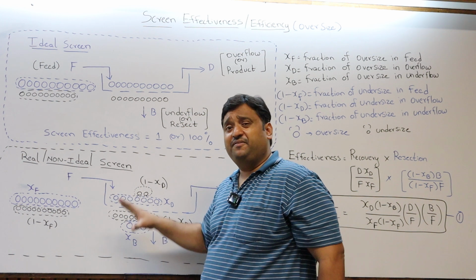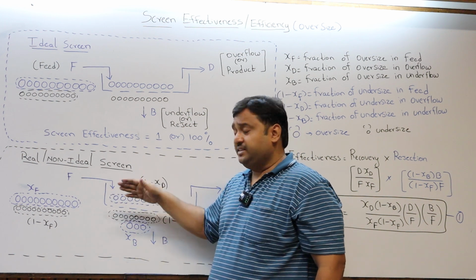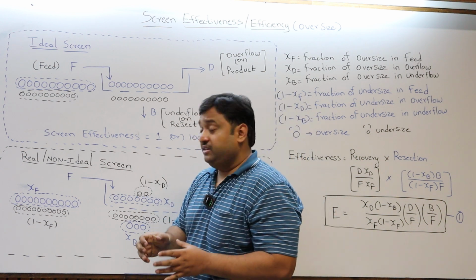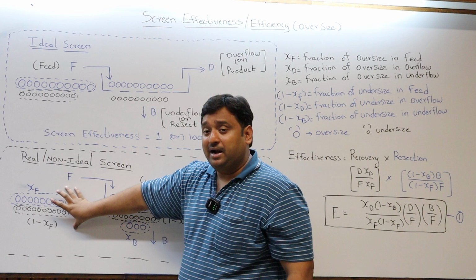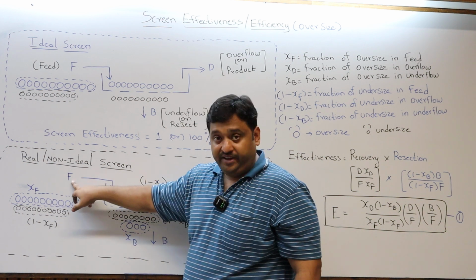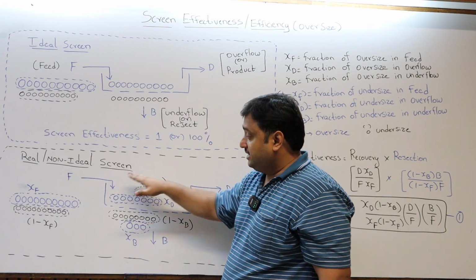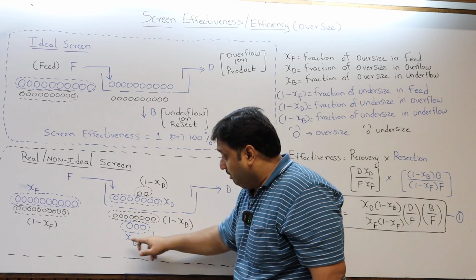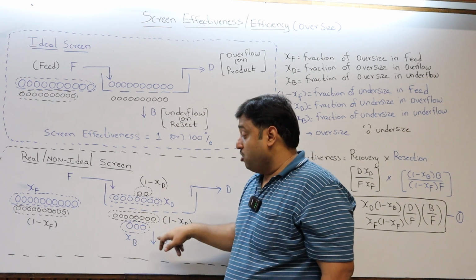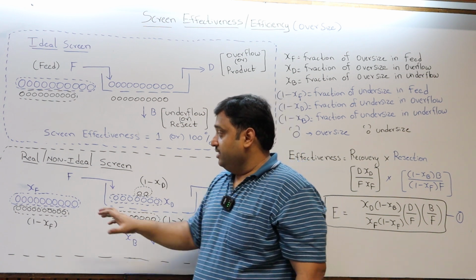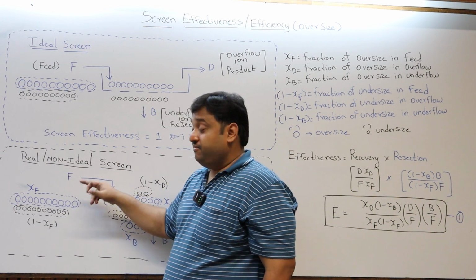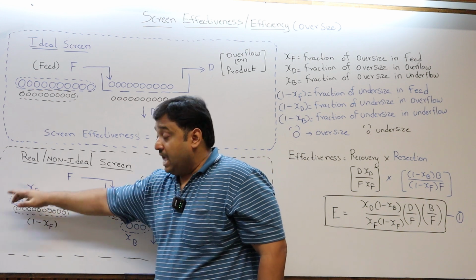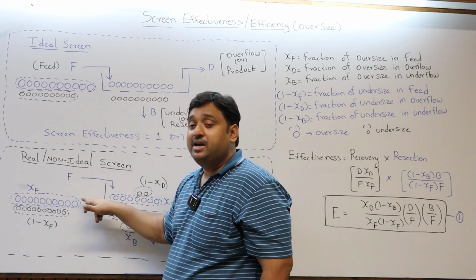If you find cases like this, the effectiveness will not be 100%. Let us see the terminology. All the particles are termed as feed. All the particles that stay on the screen are called D, which is the overflow, and all the particles that go to the bottom are called the underflow, B. So we have F, D and B. Let us see what XF is. XF is, among the particles, how much are bigger, that is.